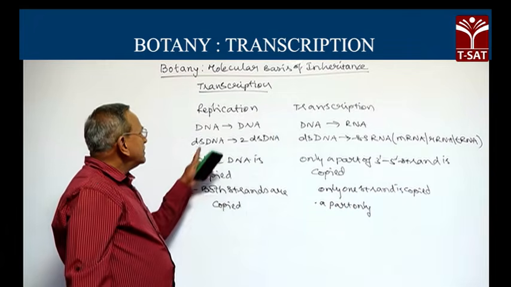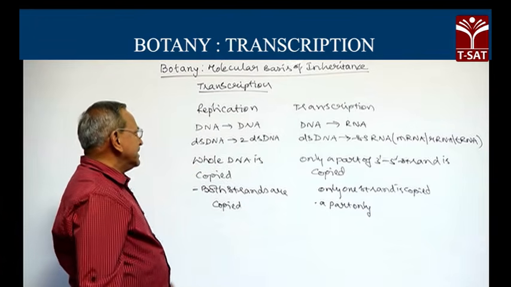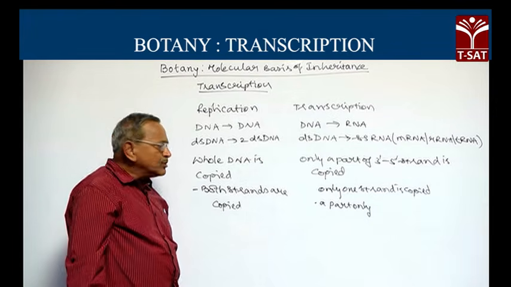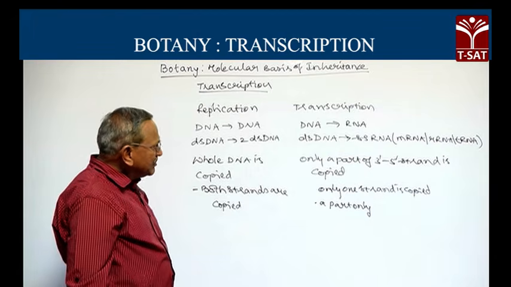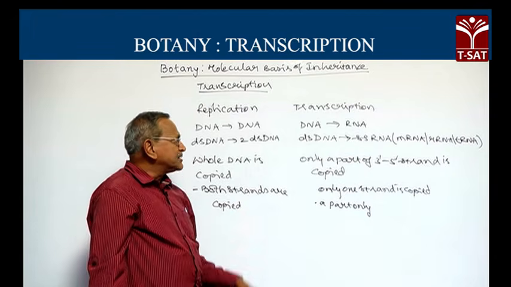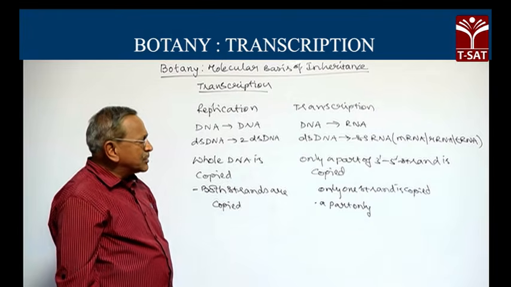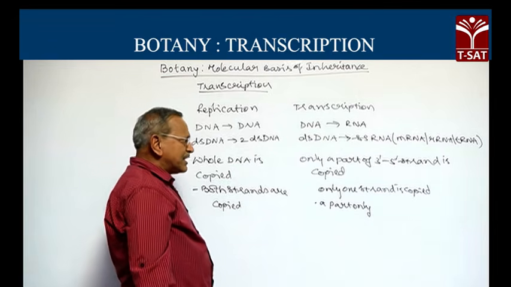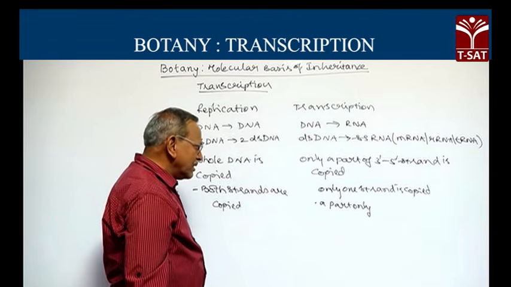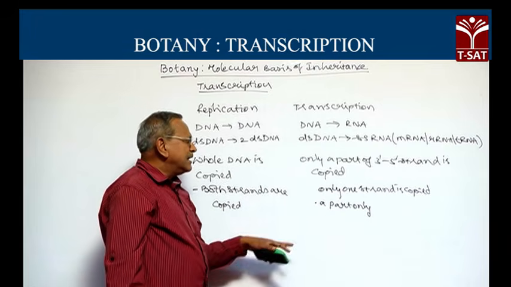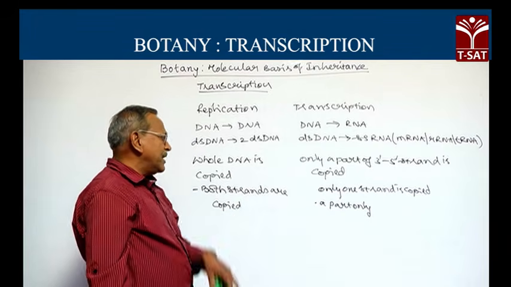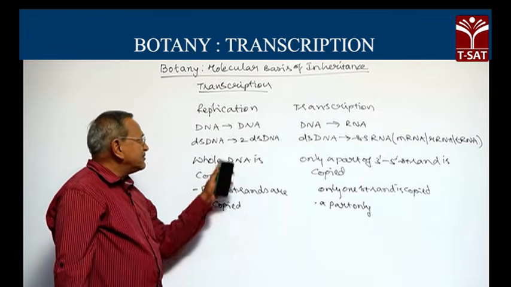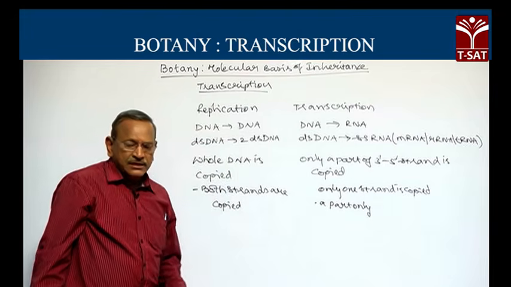So, these are the differences between replication, where DNA produces DNA, two molecules of DNA, and DNA produces RNA, that is transcription, and the dsDNA produces single-stranded RNA. Only a part of the DNA strand is copied, never whole, and only one strand, and this is a small part only. In replication, whole DNA is copied. Once it begins, it ends with the formation of two daughter DNA molecules.